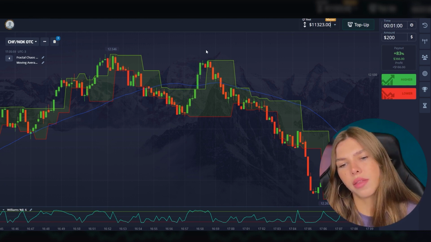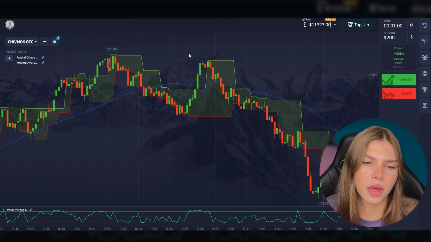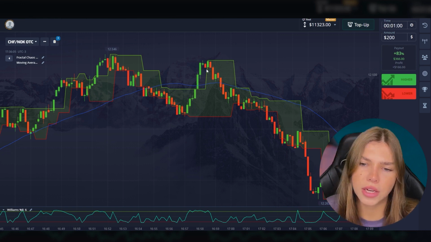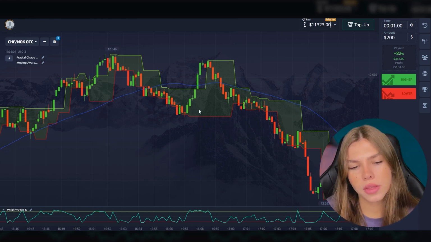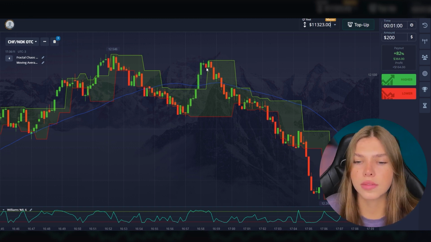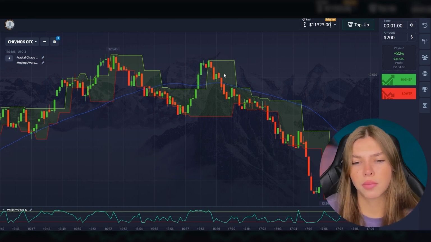Just the same, here is another interesting point where one could enter. Our price is above the average moving line, it came out of the fractal channel, and the deal was just working. On this little red candle we went, and 1, 2, 3, 4, 5, 6, you would already be close to a plus. So let's get back to practice.